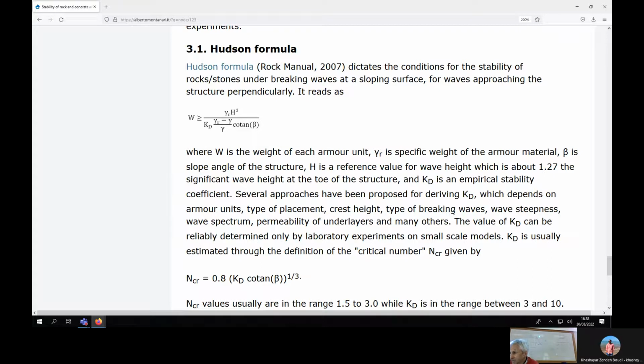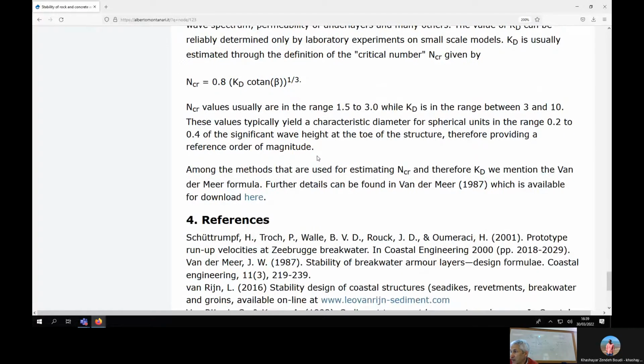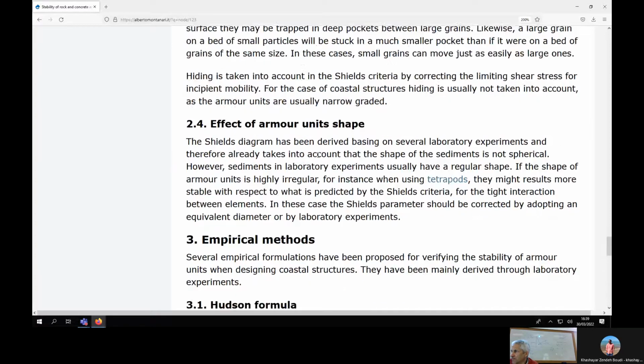But actually, I think that an interesting exercise is to recognize in the Hudson formula that, more or less, you see here the slope, and KD, which is an empirical stability coefficient, which you need because it's an empirical formula, and then you have the wave height. Okay. So I think that's it for the stability of the armor units.